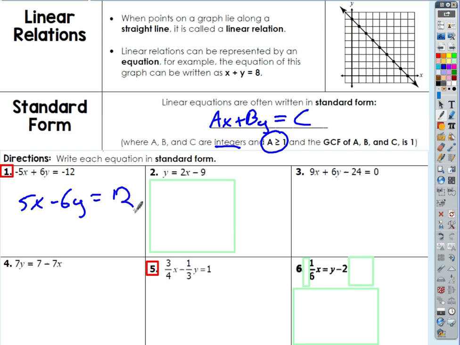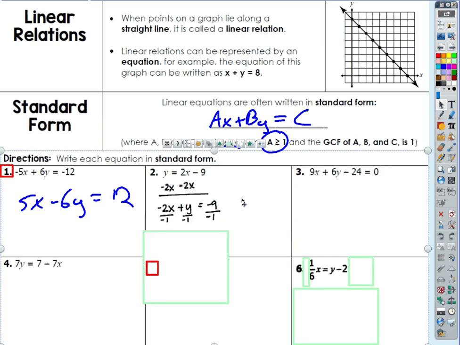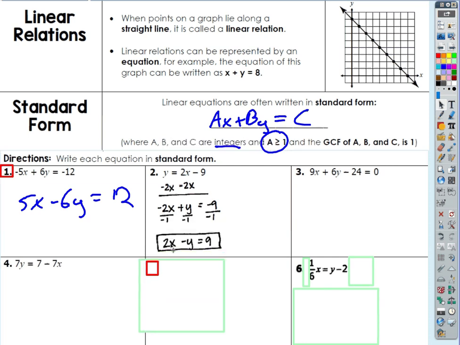Easy. Okay, what about this guy right here? Plus 24. What would we have to do? Subtract the 2x maybe to the other side, and then I'm going to divide or multiply by -1 to flip all the signs, which is going to give me positive 2x minus y equals positive 9. Okay?